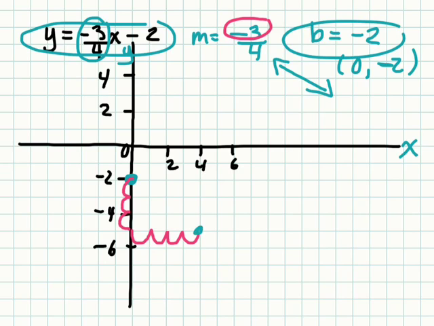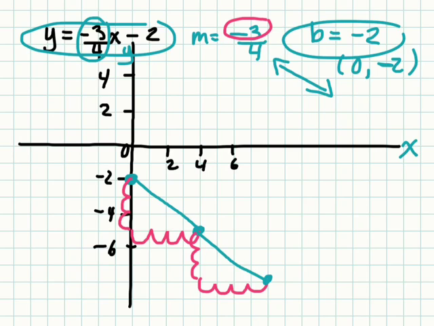And here's the second point. There's a line. Oops, let me draw that straighter. Here's our line. I can keep going. Negative 3 over 1, 2, 3, 4. Plot a point and draw the line.